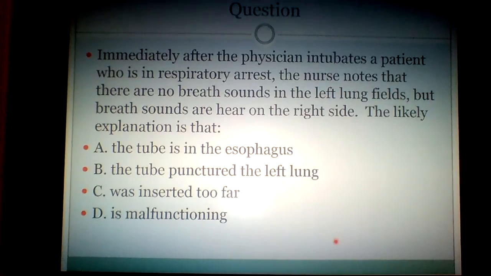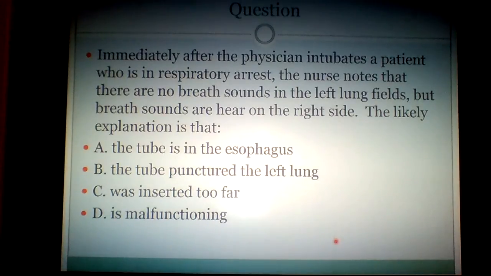Okay, and then C, was inserted too far. Not really sure what that was, not a whole bunch of information. I'm going to hold it for a second. The tube is not malfunctioning, so I'm throwing that one out. So I got rid of A and I got rid of D, and I'm left with the tube has punctured the left lung or was inserted too far.